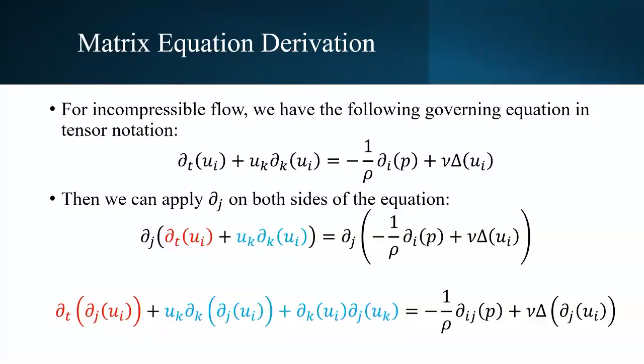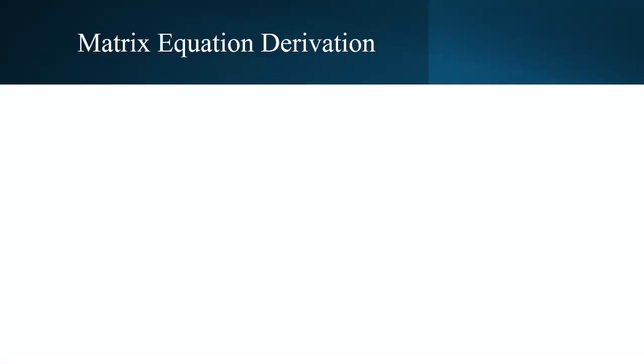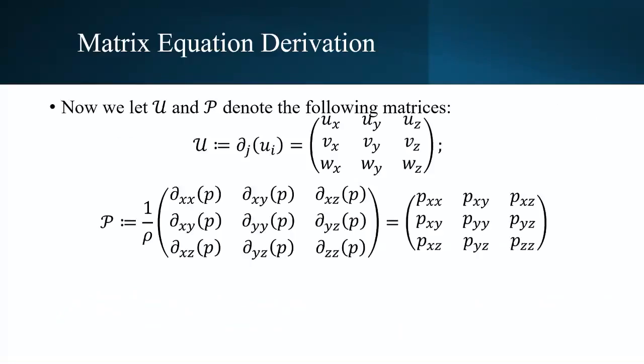And here is the second order derivative for pressure P. And this is again nu Laplace of partial j u_i. So this partial j u_i is just the velocity gradient matrix, and we can write it in this way. Here u_x, u_y, u_z, the subscripts denote the partial derivatives.